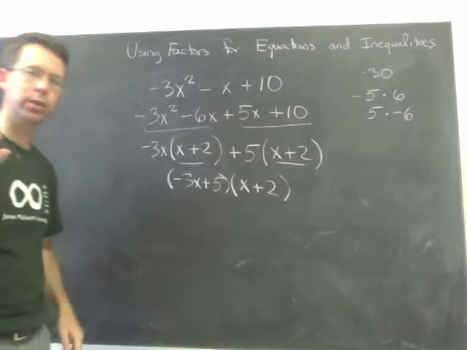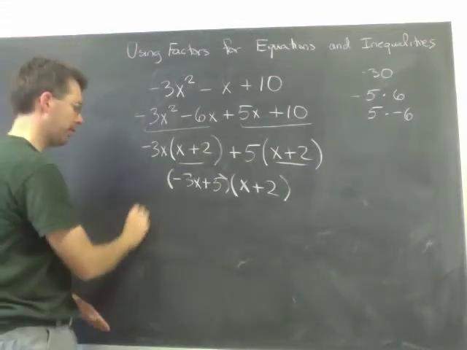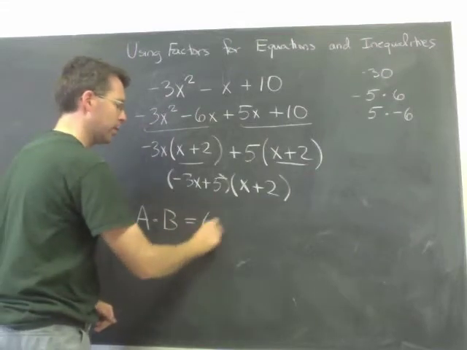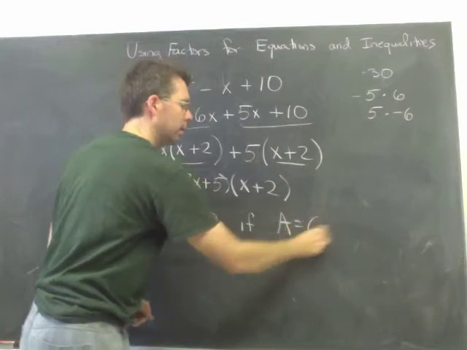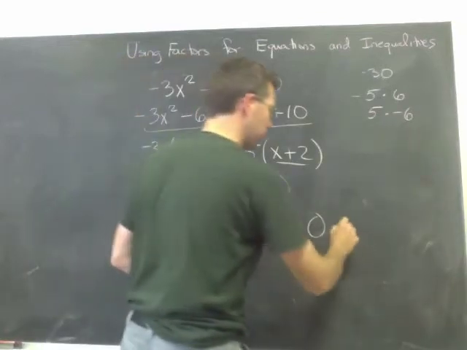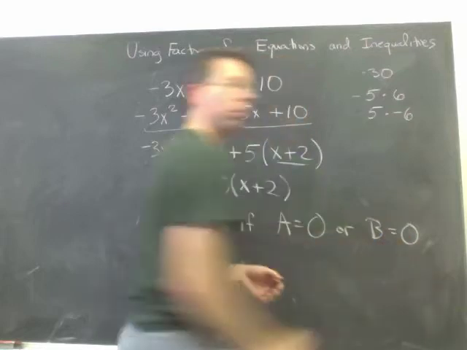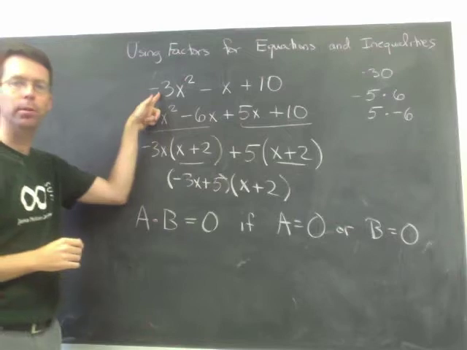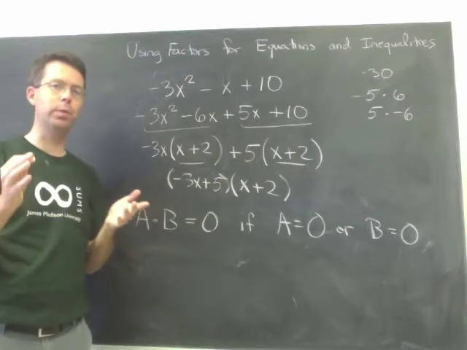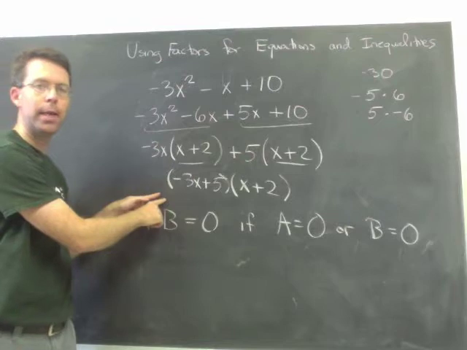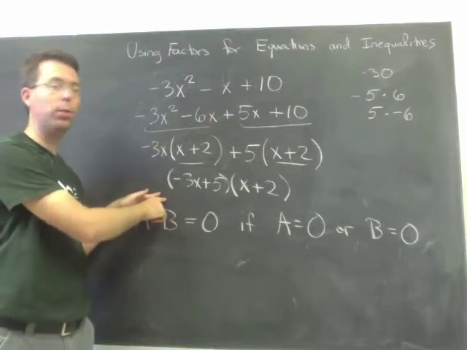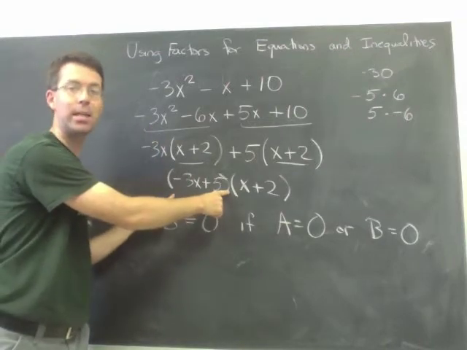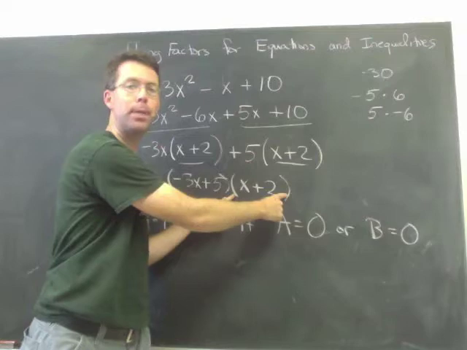Now the reason factoring is useful for equations is that if I have a number a times a number b, the only way that can equal 0 is if either a is 0, the first number, or b is 0. So if I go back and look at my original polynomial and say, when does that polynomial equal 0? I've rewritten it in a product form. And the only way that this original quadratic can equal 0 is if the first factor, my a, is 0, or my second factor, my b, is 0.